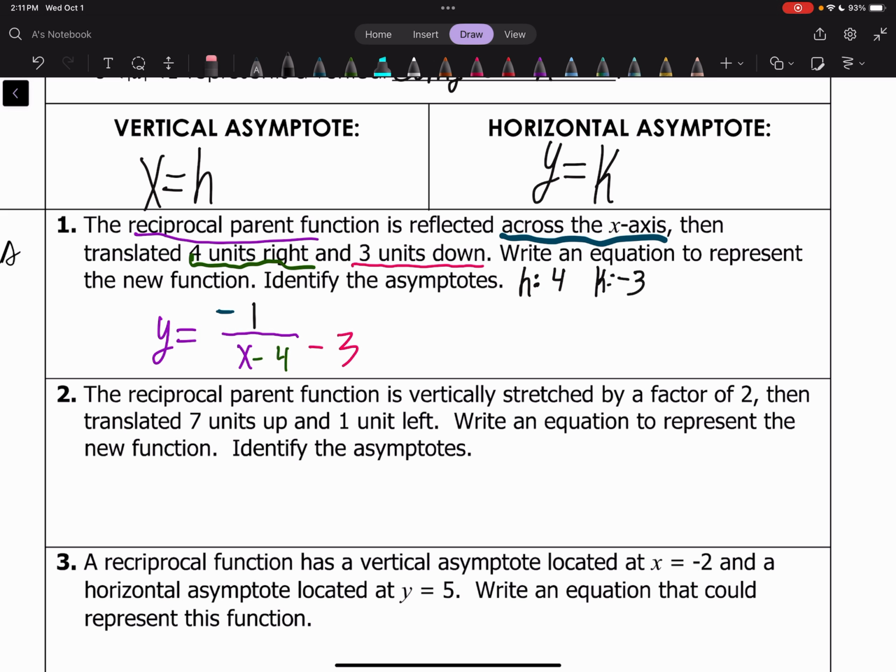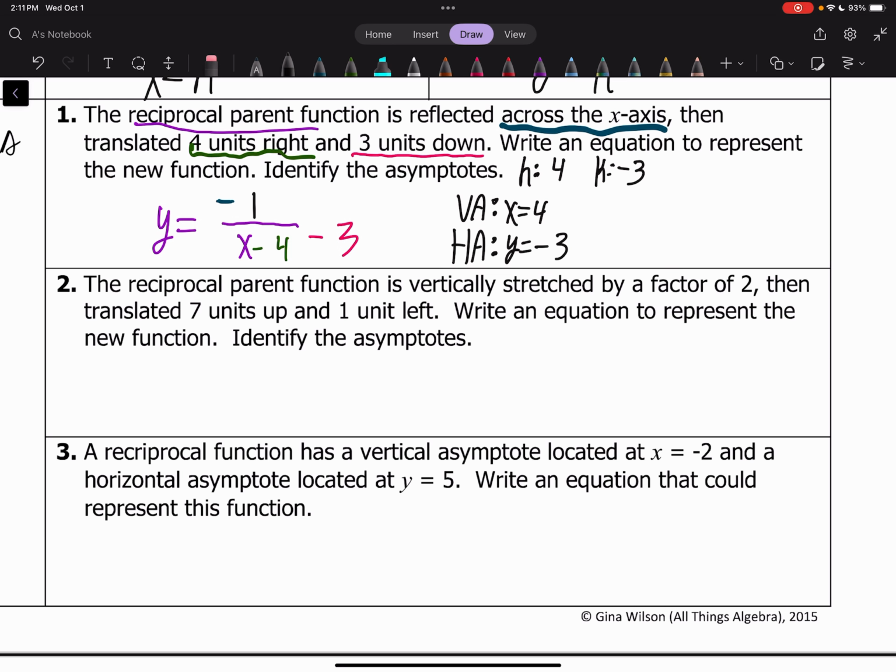What this tells me is I have a vertical asymptote at x equals 4, and a horizontal asymptote at y equals negative 3. There's everything on that problem done. Try the next two, pause it. Now here's your answers.